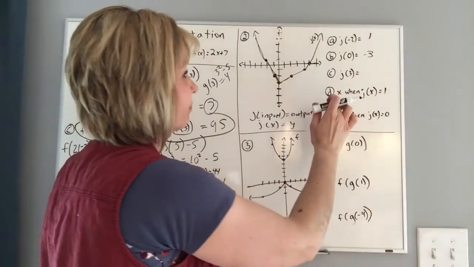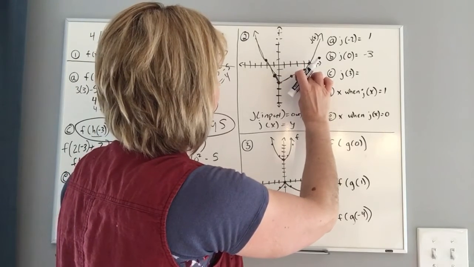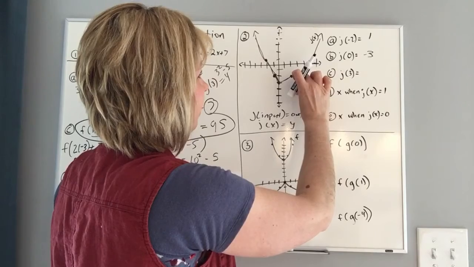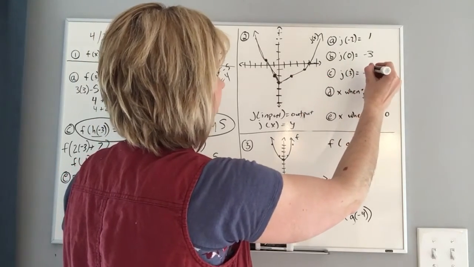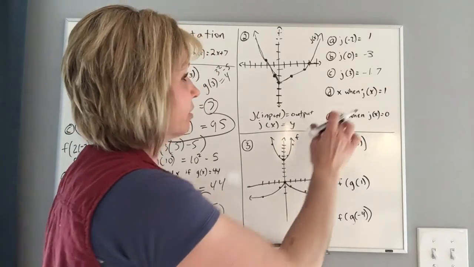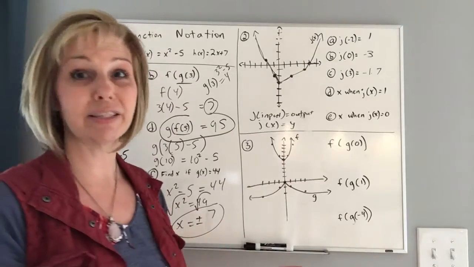We'll come back to that one. For D, I think it was, what does it look like it is? I don't think it's a nice number. It's probably a decimal. We'll go -1.7, looks like.